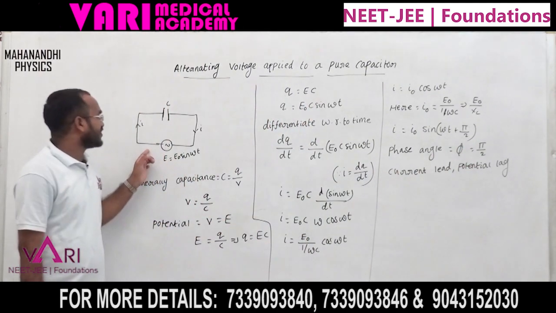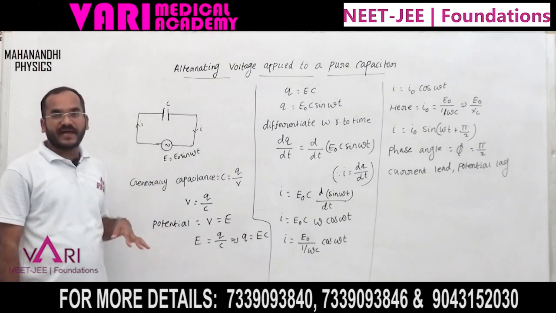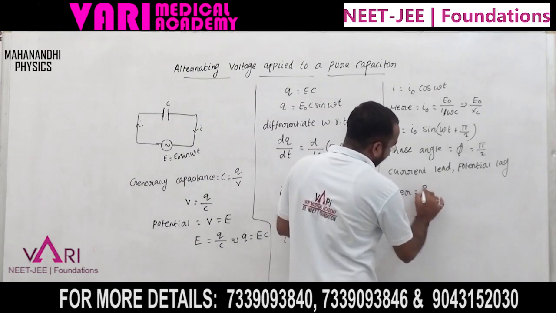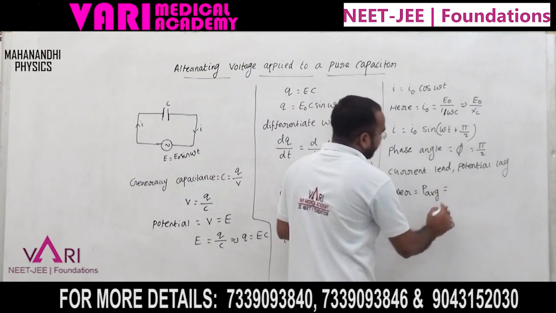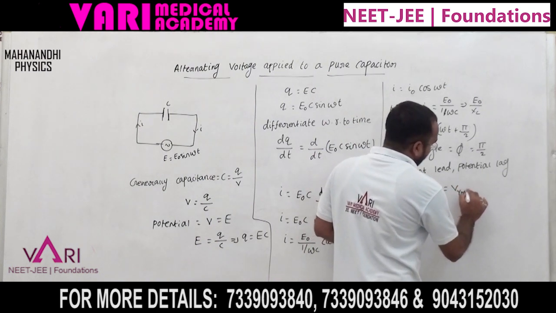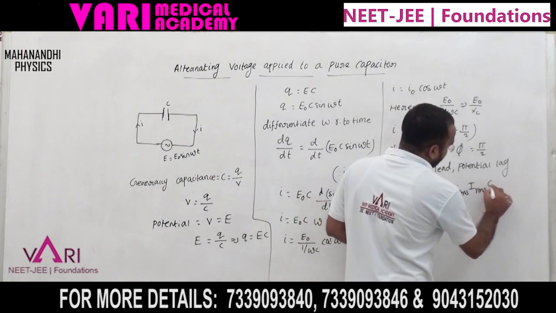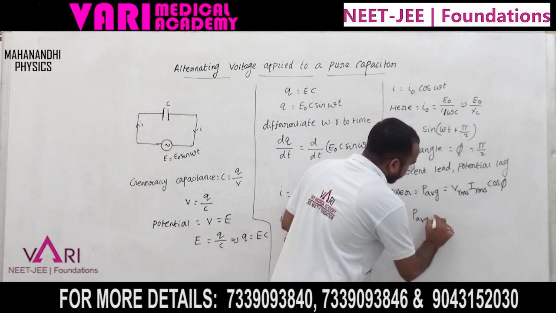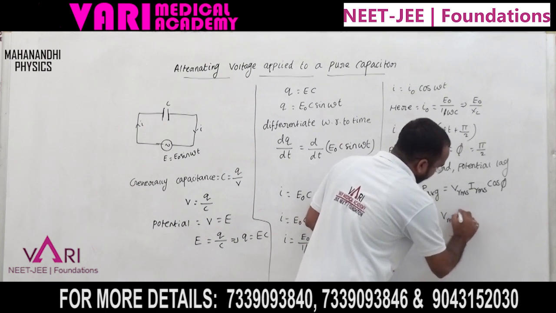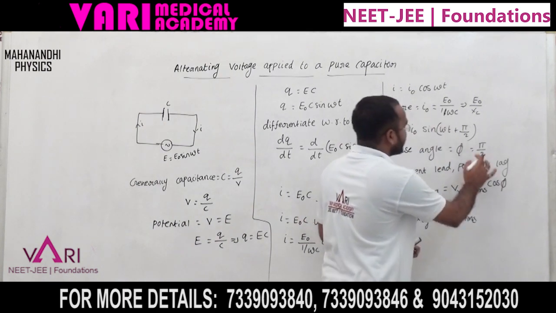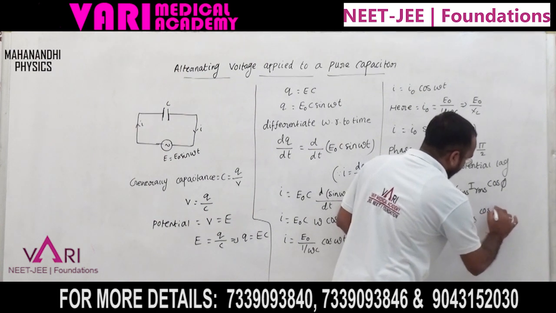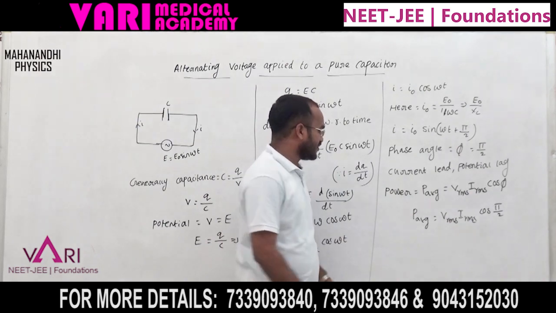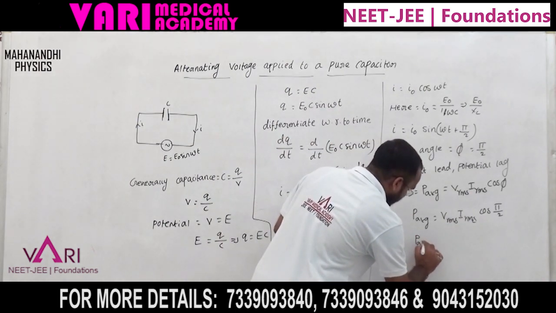Now if the phase angle phi equals pi by 2 and an AC potential is applied to the capacitor, what happens? The average power P average is equal to Vrms Irms cos phi. The phase angle is 90 degrees, pi by 2, and cos 90 is 0, so P average is 0.